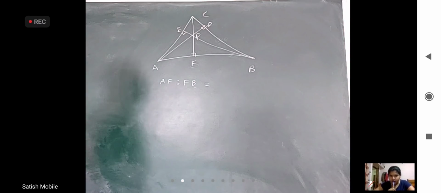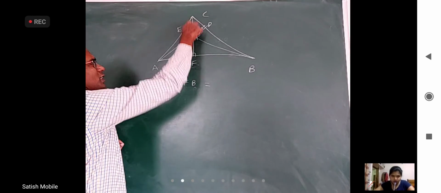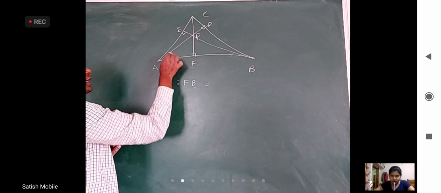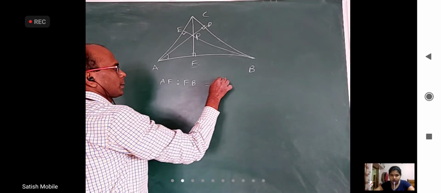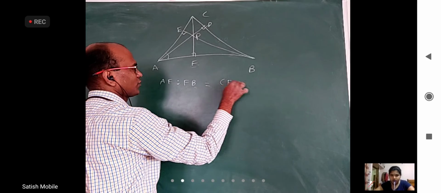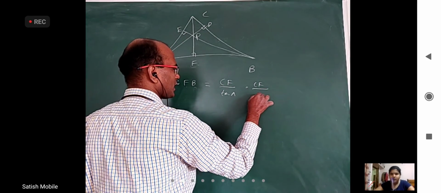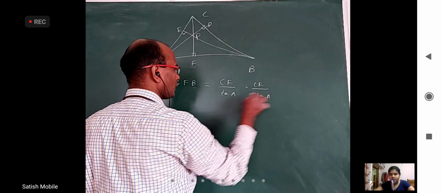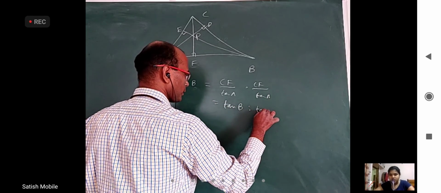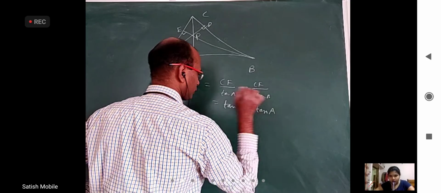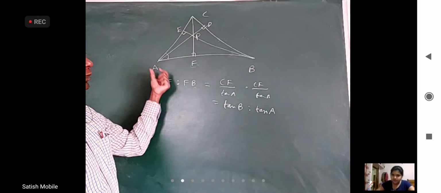Okay. So last class we have seen this in two different ways. When we take this height as h, this is A. I think this length is h by tan A, and this is CF by tan A is to CF by tan B. So it will be tan B is to tan A. Okay. So this length is proportional to tan B and this is proportional to tan A. All right.